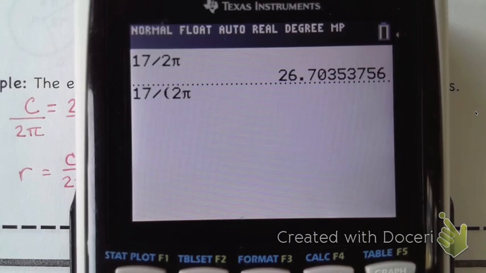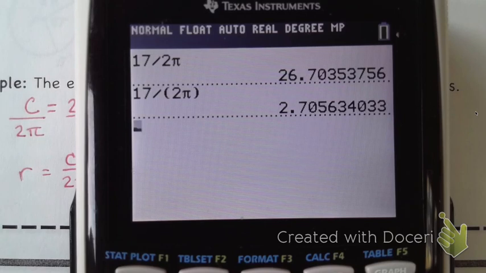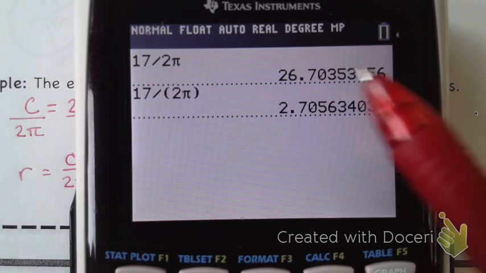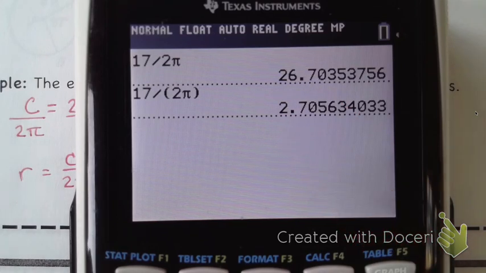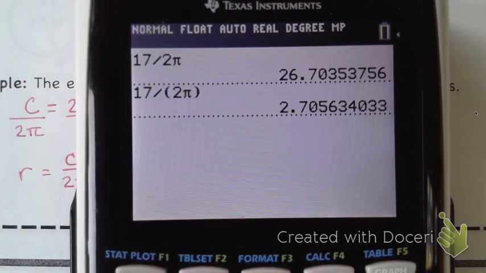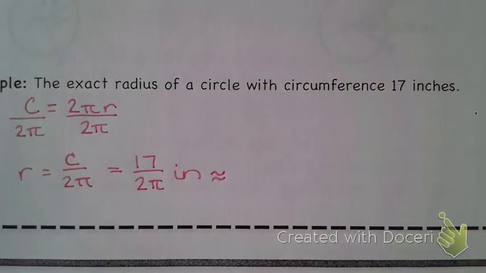Now, you could do all those things, but then you round it, and then you round it again. This way, we only round it how many times? Once. See the difference? So if you got an answer where your radius is bigger than your circumference, should that be a red flag that something is wrong? Definitely. So approximately 2.7.